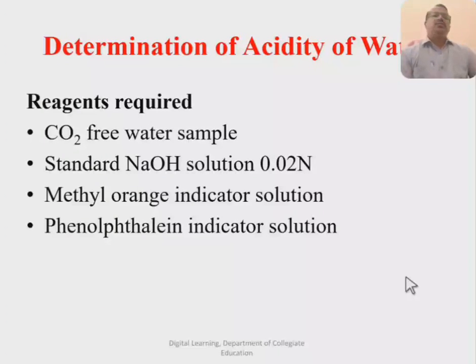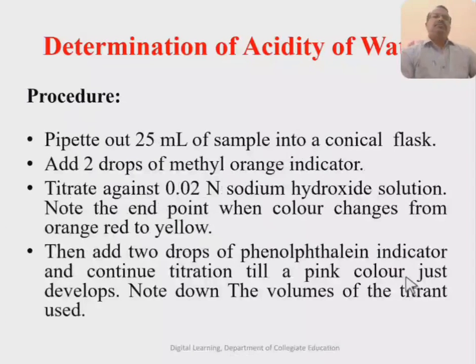The reagents used for the determination of acidity of water are carbon dioxide free water, standard sodium hydroxide solution of normality about 0.02 normal, methyl orange indicator solution and phenolphthalein indicator solution. The procedure: first, pipette out 25 ml of the water sample into a conical flask. Then add 2 drops of methyl orange indicator.